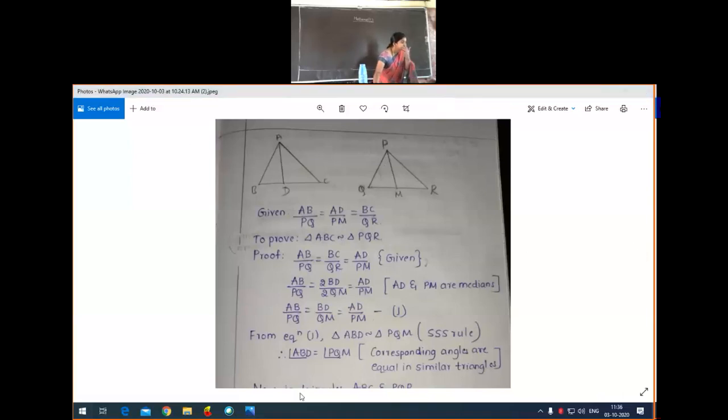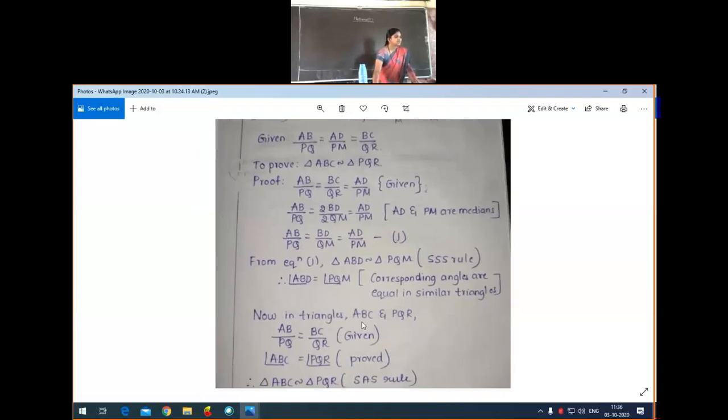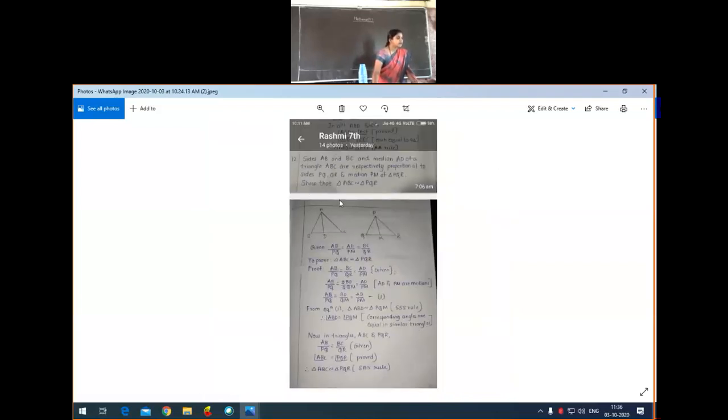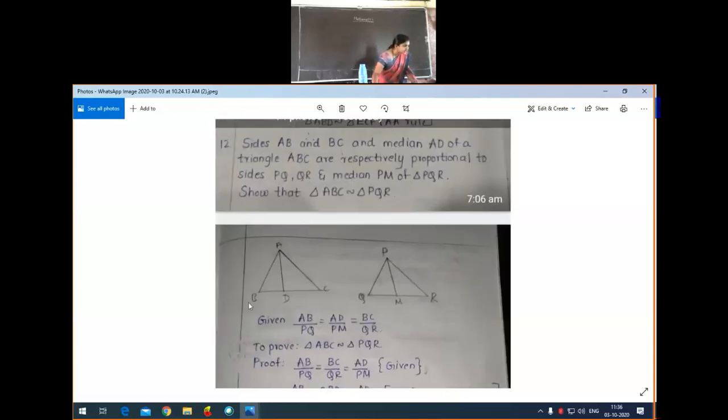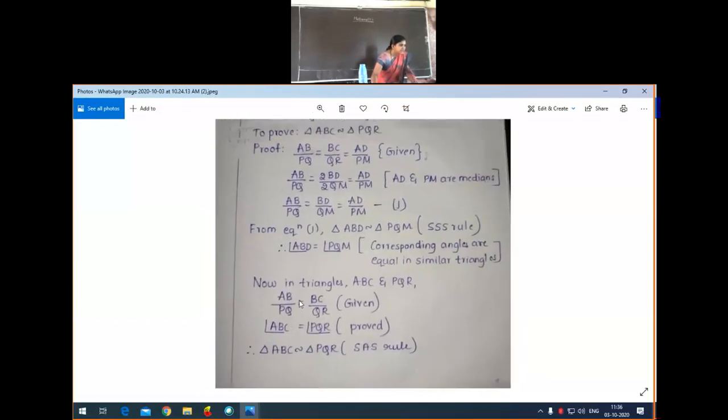Okay, yes, see here, angle ABD, or angle B, is equal to angle Q also. You can take corresponding angles: for this triangle, angle ABD is equal to angle PQM. Corresponding angles are equal in similar triangles. Now in triangles ABC and PQR, we are going back to our question part. Here what we are observing is AB by PQ given, BC by QR. These ratios are given already. Now we took angle ABC which is equal to angle PQR.